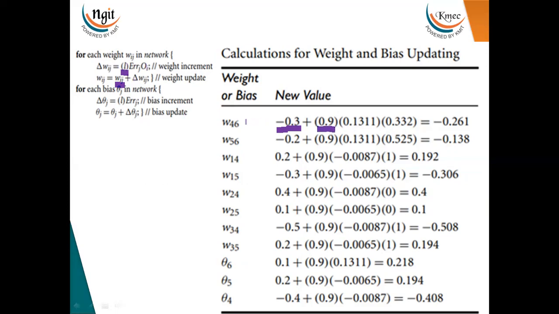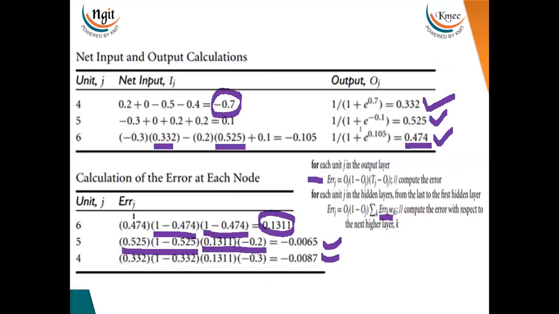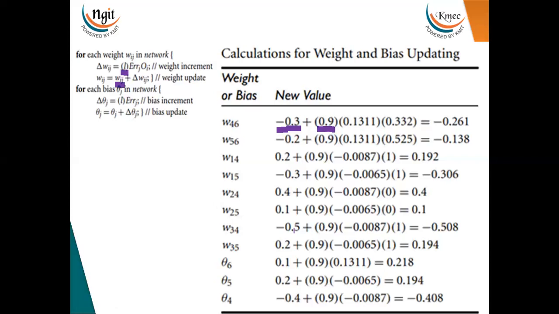Now the error at node 4 is what? Point... here, what is it? 1311. Okay, so here it is given. And 0.33 was the output at that layer. So this is the updation in the node, the updation in the weight 46.